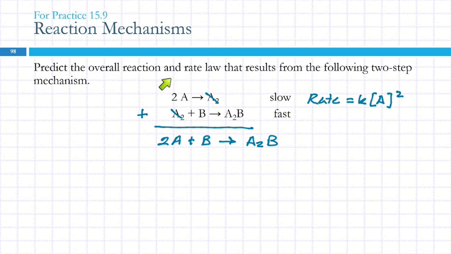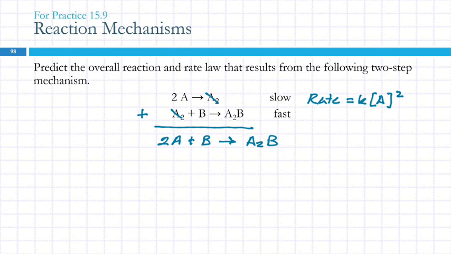Because there's no fast step before this, when we look at the rate law predicted by this slow step, we only have reactants in it. We don't get any intermediates. So when it comes to chemical reactions, this was on that slide with the traffic jam. It's the slow rate that the slow.